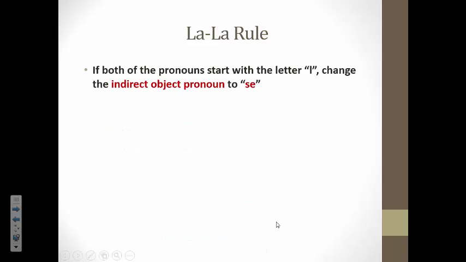Okay. We've got one more thing to talk about, and that is the la la rule. If you're using two pronouns together in the same sentence, you have to be careful of the la la rule. That rule is, if both pronouns start with the letter L, you need to change the indirect object pronoun le or les to se.